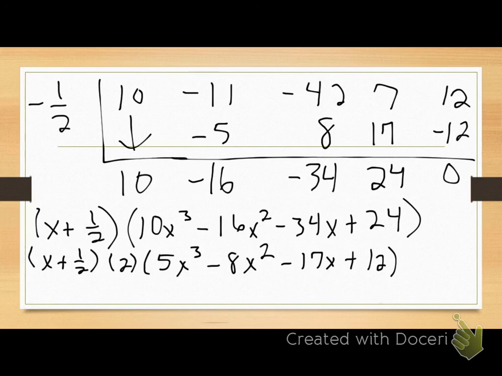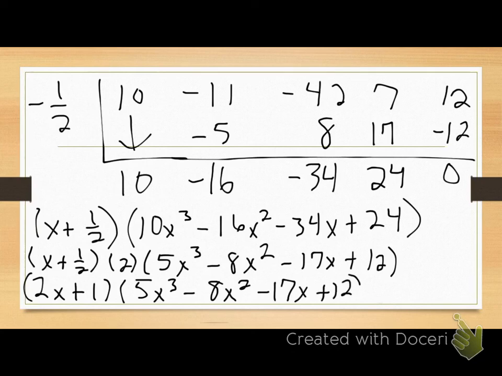So I don't lose track of this 2, just floating around in the middle, I'm going to go ahead and distribute it through this binomial. Everyone okay with that? Just so I don't forget about it. So what's 2 times x? 2x plus 1. 2 times 1/2 is 1. Now I have 5x cubed minus 8x squared minus 17x plus 12 equals 0.